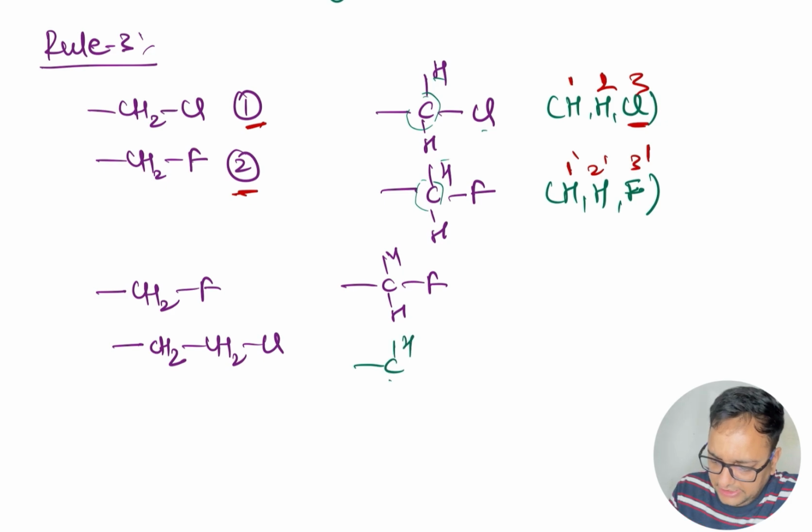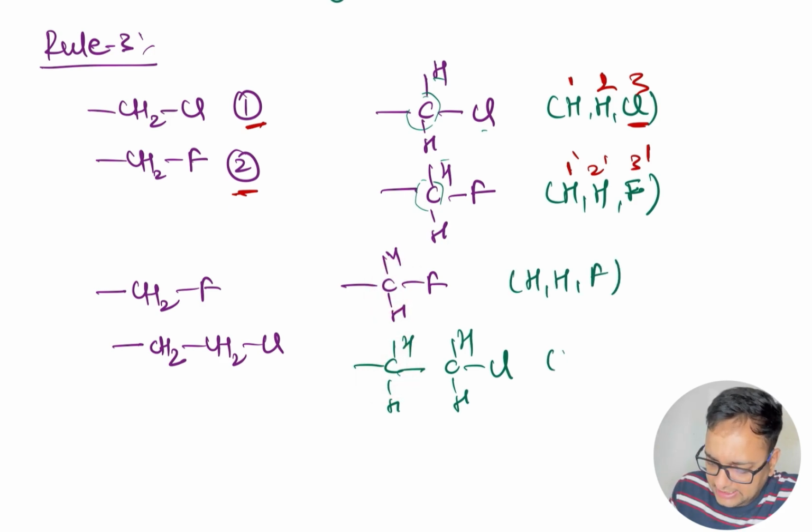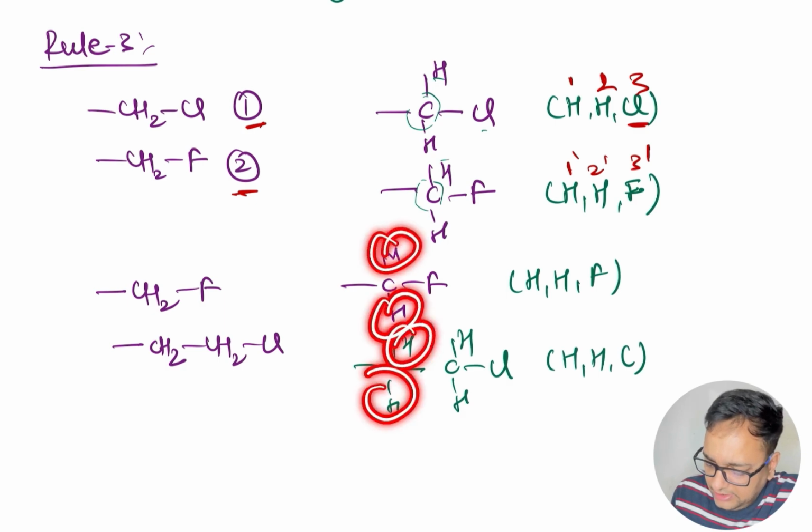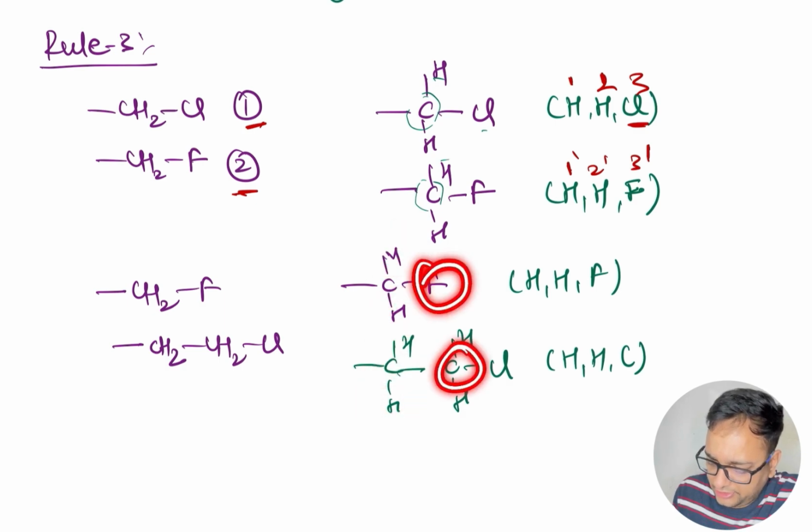Now CH2Cl, we have C, H, H, C, H, H and Cl. So how will we give the priority? Here, first we go to the carbon. Now we have H, H and F. Here we have H, H and carbon. Now the third one: here it is hydrogen, hydrogen, hydrogen, hydrogen. Here we have carbon and here we have fluorine.